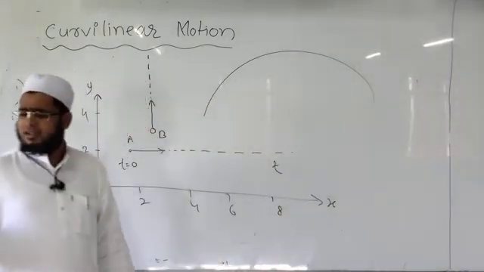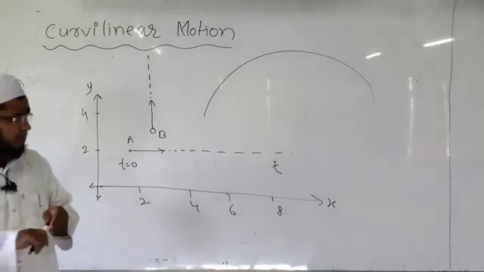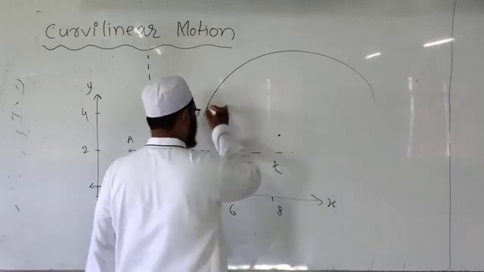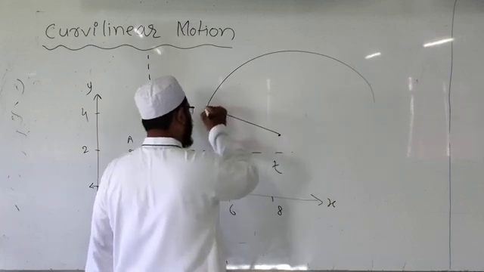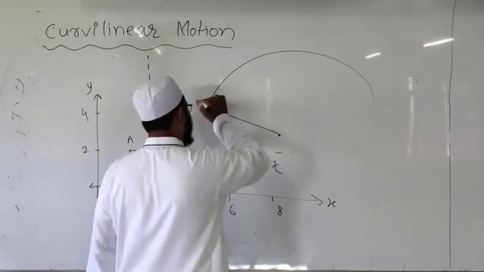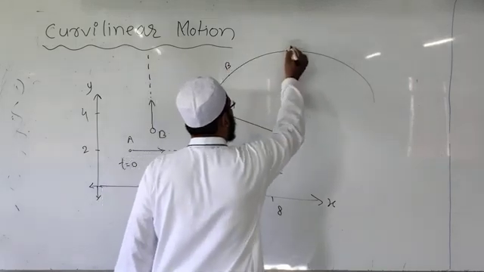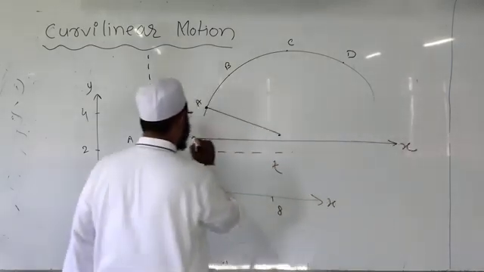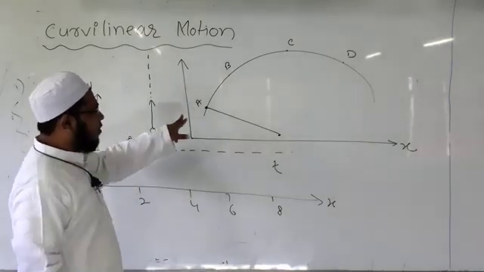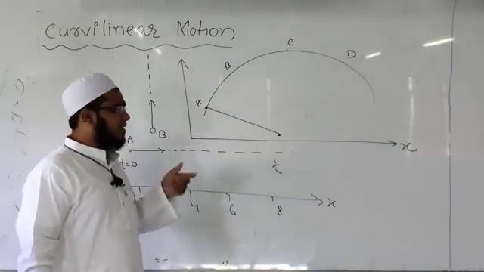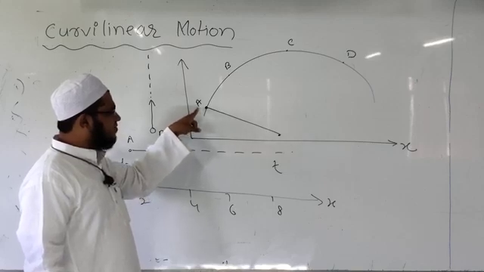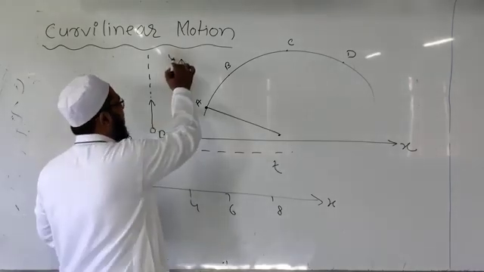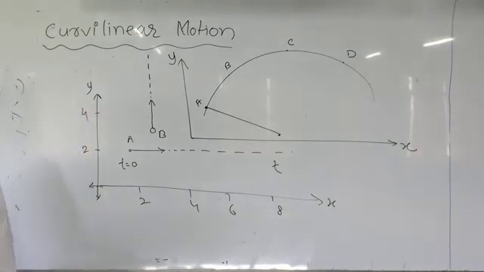But in curvilinear motion, what is actually happening? In curvilinear motion, assume that this is the center of the curvature of the path about which the particle is moving from position A, B, C, D. And if you design the axes X and Y, then you can see from the motion of this particle that for each time frame, both coordinates X and Y are changing.